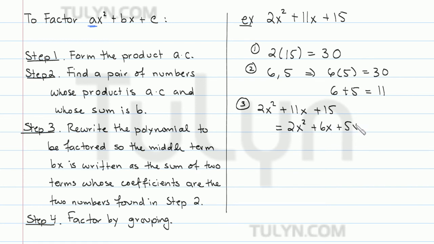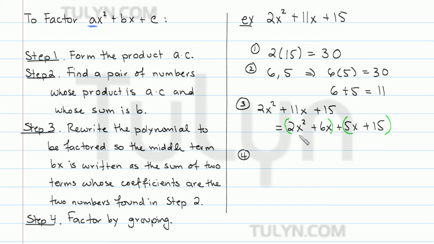So basically, what we want to do is rewrite 2x squared plus 11x plus 15 as 2x squared plus 6x plus 5x plus 15. And notice that if you combine the like terms in this expression, 6x plus 5x is going to give you 11x. So we wanted to split them up using the coefficients we found in step 2. And then finally, step 4 is factor by grouping. So we want to group the first two terms together and the second two terms together.